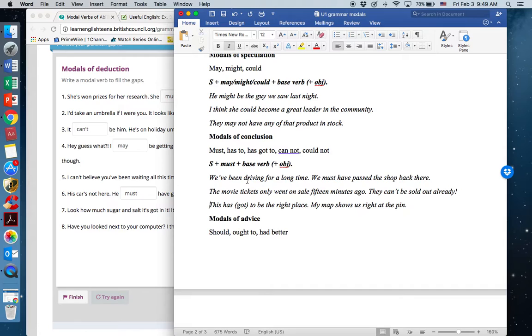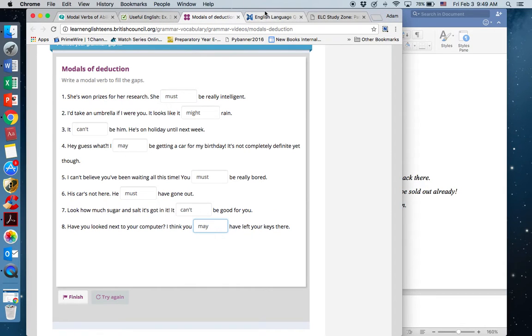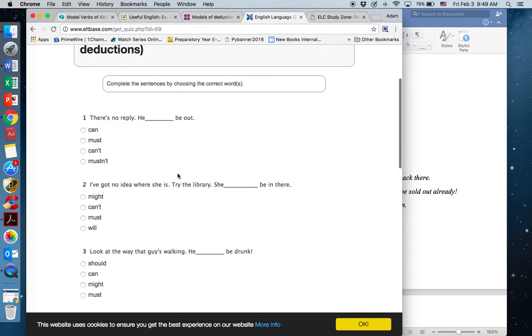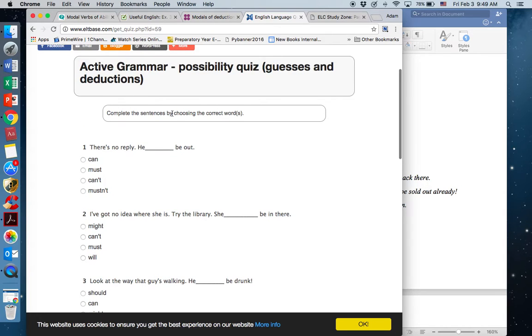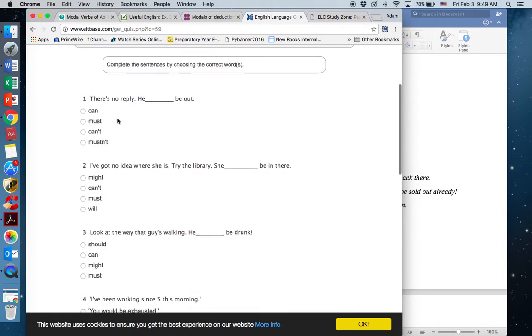Not conclusions like the end of a story, but conclusions meaning you're given some kind of information and you make some kind of inference based on that information. So if we've been driving for a long time, then we must have passed it because it can't be ahead. We've been driving for so long. Let's take a look at this. Or you might call them deduction, guesses or deductions.